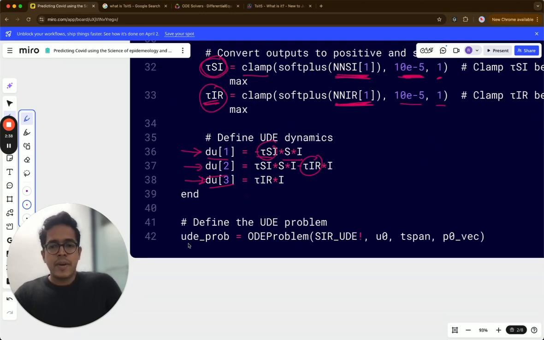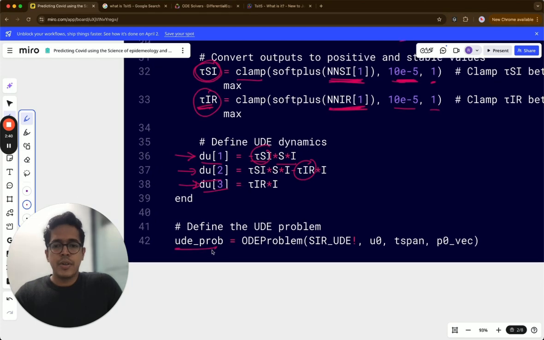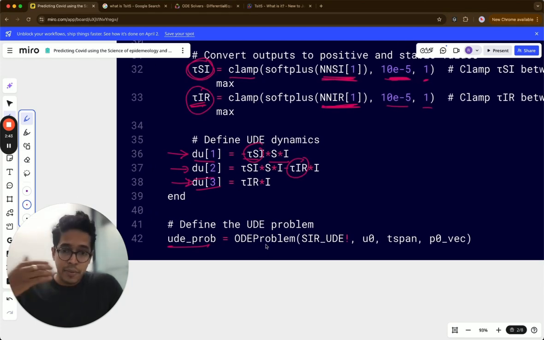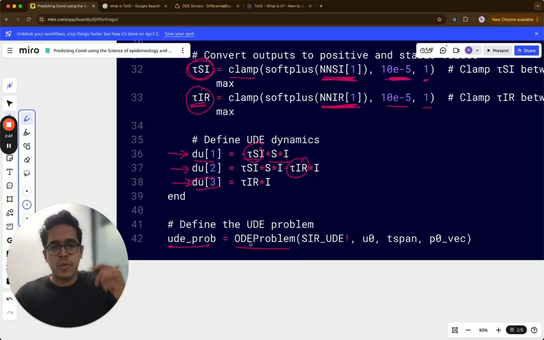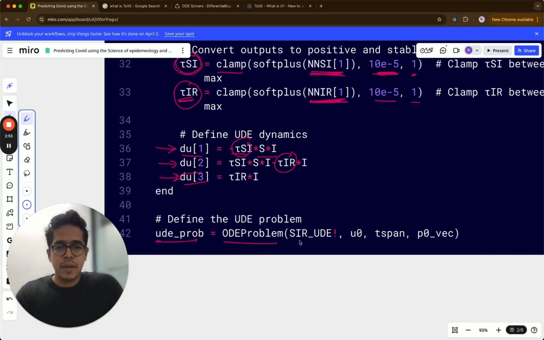And then you define the UDE problem which you are going to solve. The UDE problem is defined using the same function which you used earlier. The function that we used earlier for defining the SIR model for ground truth was the same ODE problem function, to which this time we pass the SIR UDE function. We pass the initial condition U0. We pass the time span 0 to 25 days. And then the P0 vector.